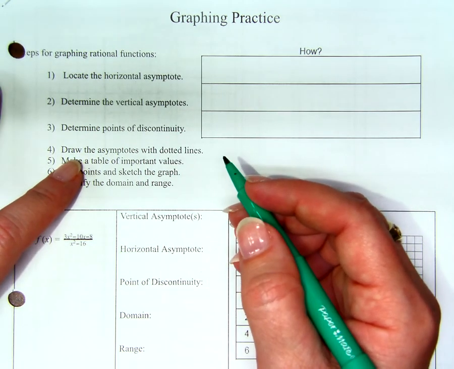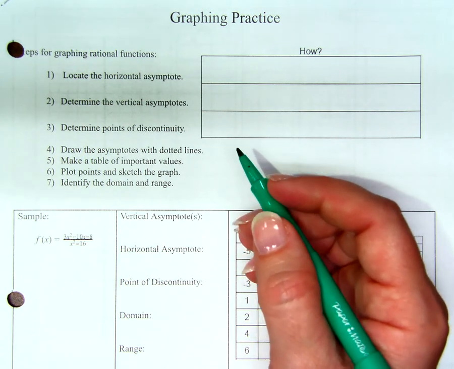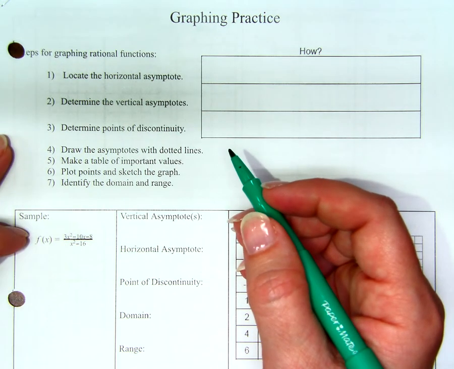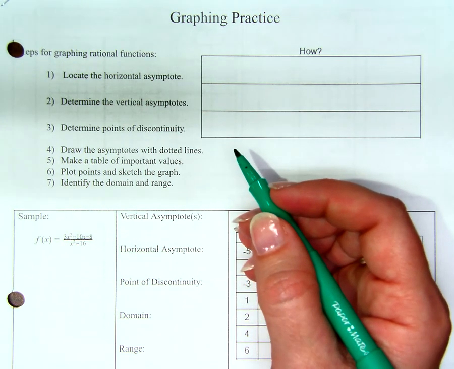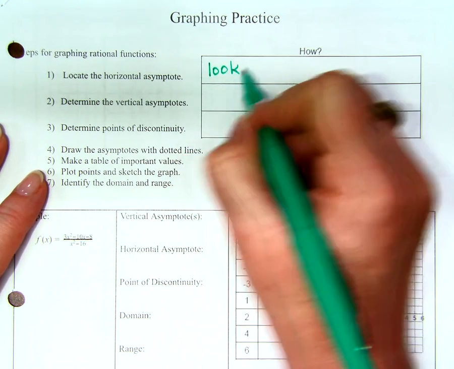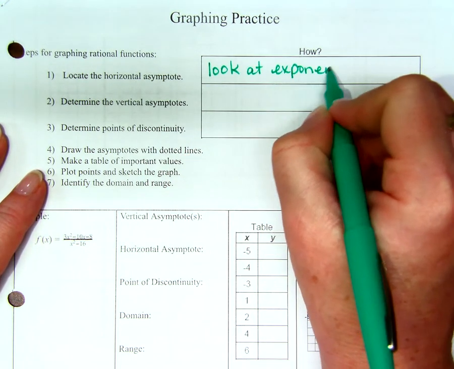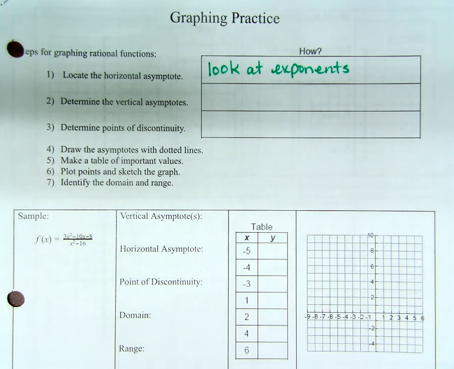Yeah, absolutely look it up. I need you to know it. So remember by looking at your assignments. So we got to look at the exponents, right? So we're going to write look at exponents. Look at the exponents. That's how we're going to find the horizontal asymptotes. Now, is that all we have to do? No, that's just our hint of where to start.